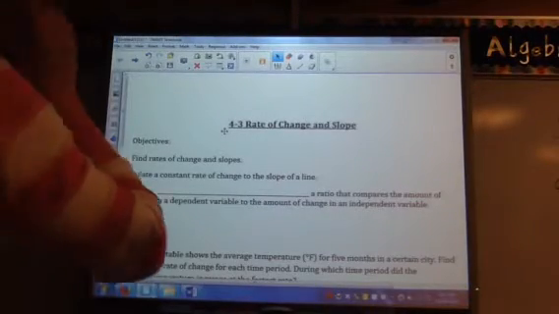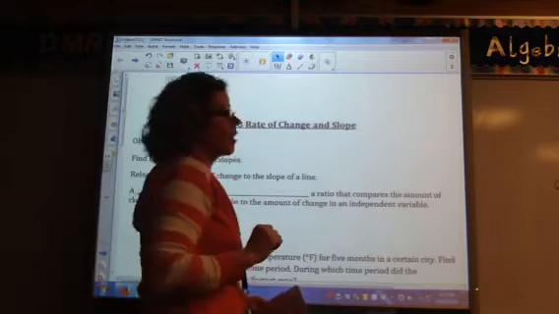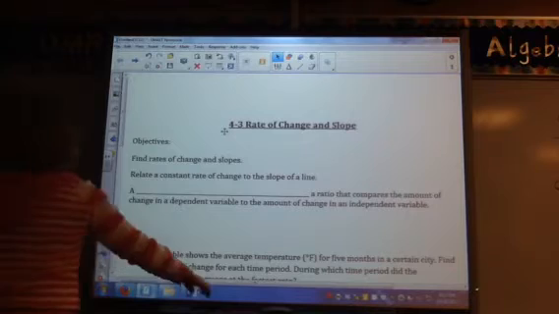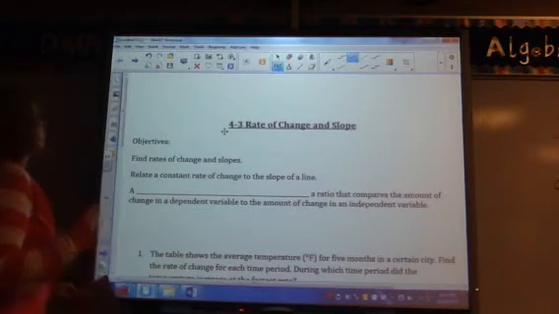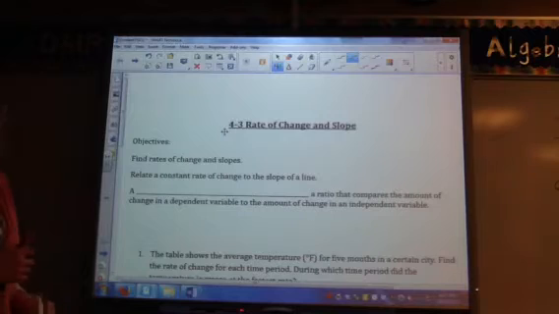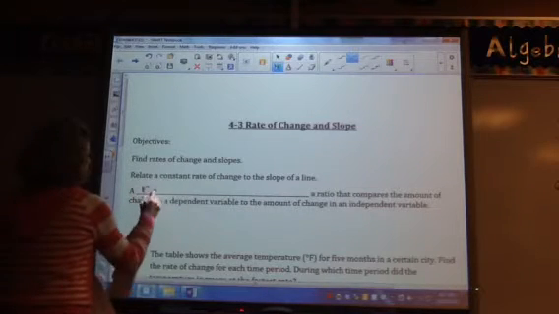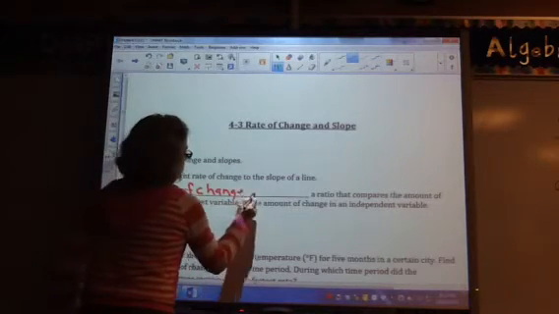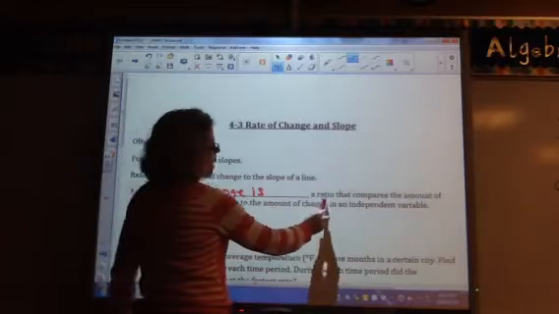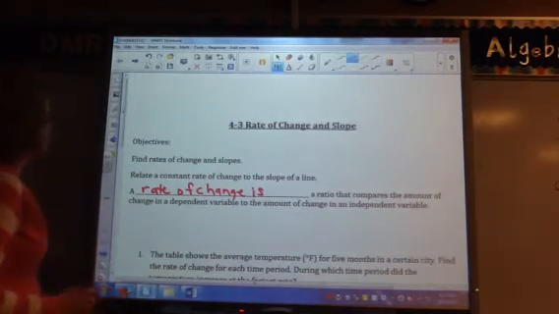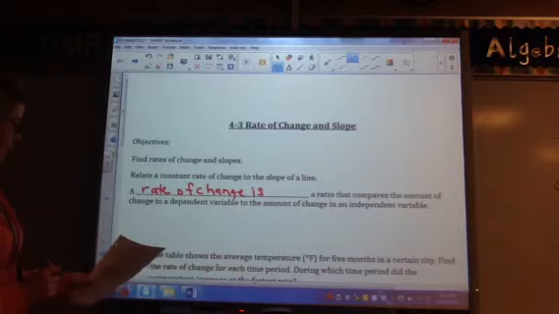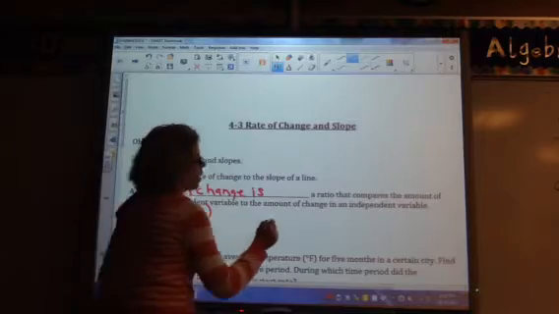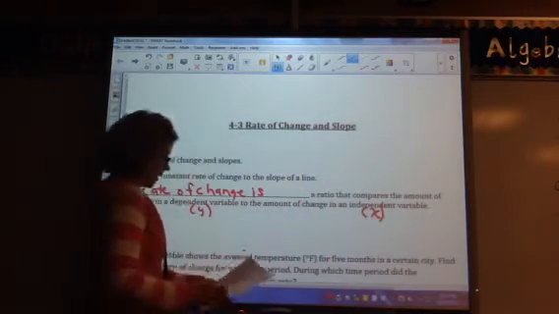Alright guys, today we're going to do section 3 of unit 4, and we're going to talk about rate of change and slope. Okay, so a related constant rate of change to the slope of a line. So a rate of change is a ratio that compares the amount of change in a dependent variable to the amount of change in an independent variable. Guys, remember your dependent is your y and your independent is your x.